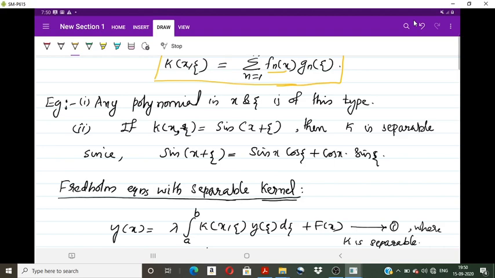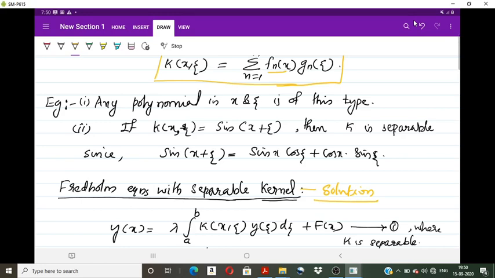So if the Fredholm equation has a separable kernel, then it is very easy to solve the equation rather than solving it by a direct method. If the kernel is separable, then it is very easy to find the solution of the Fredholm integral equation, which we are going to discuss now.